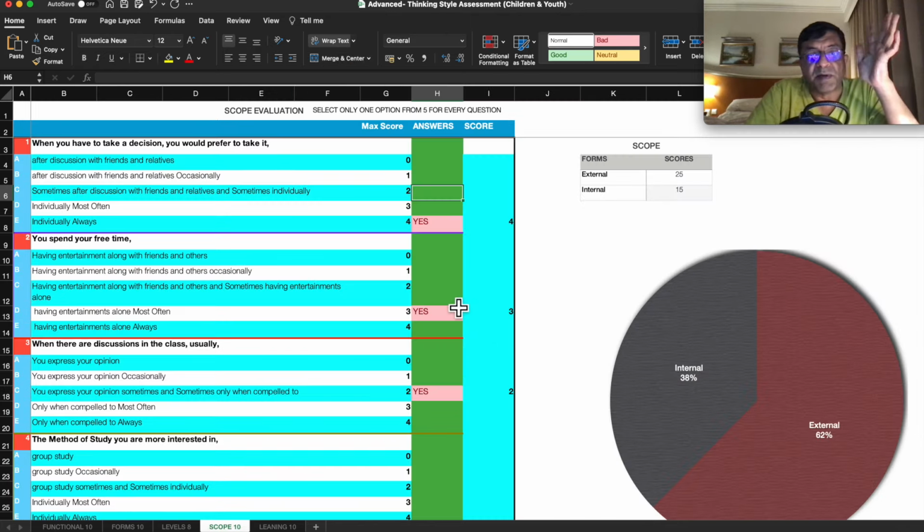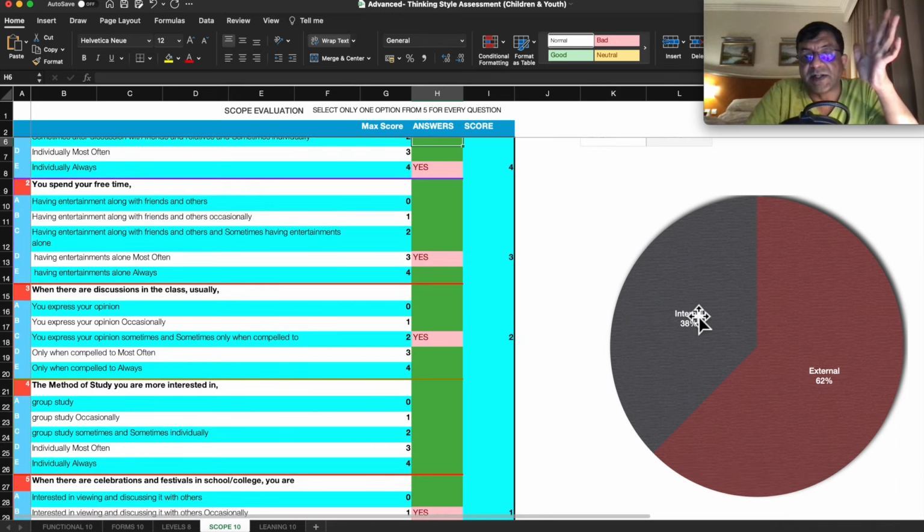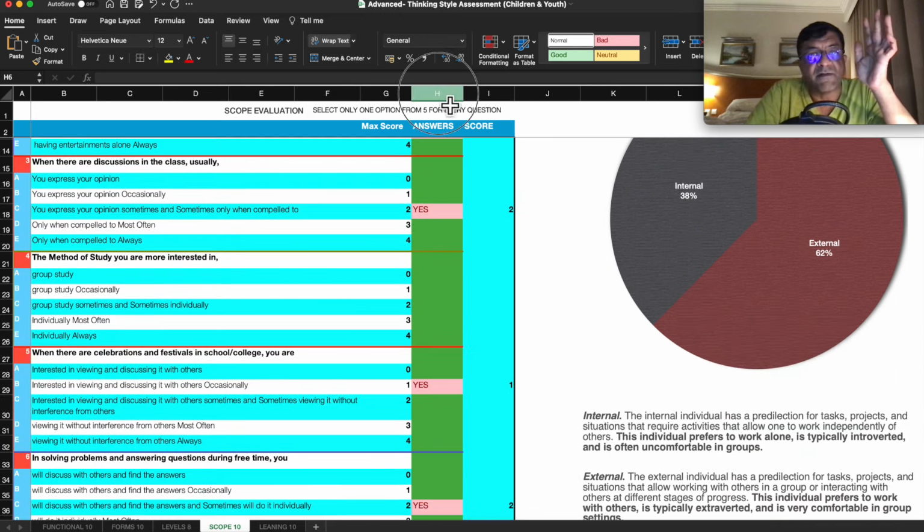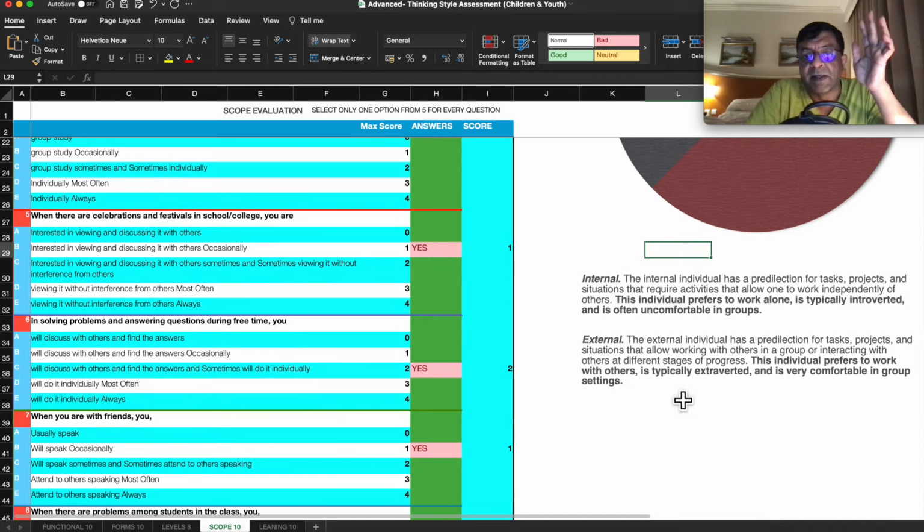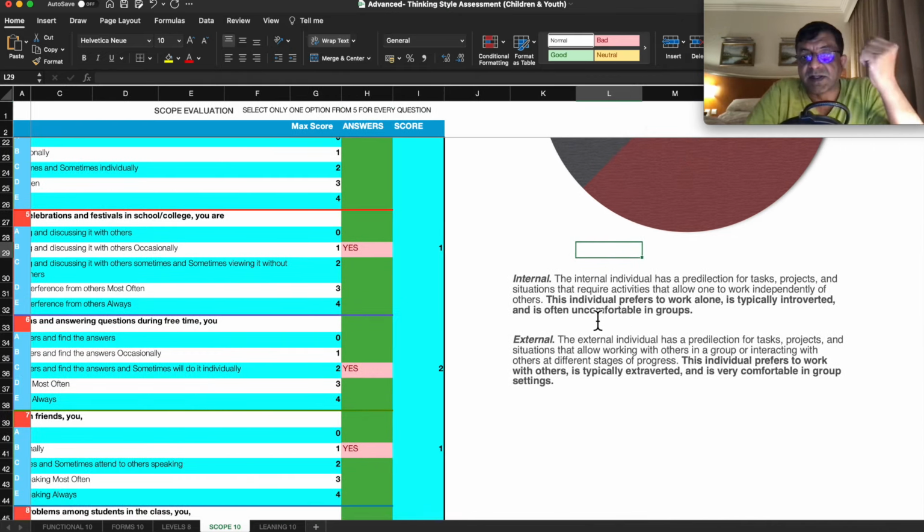Next comes scope. Scope means what? Either it's internal or external. Again, the answering form is the same. I won't go through that again. It's either internal or external. The individual who is more internal prefers to work alone, is typically introverted and uncomfortable in groups. This somewhat ties in more closely with neuro-linguistic programming, which has to do with working in isolation or working with teams.